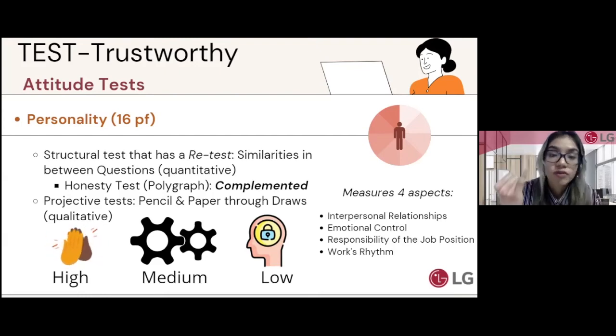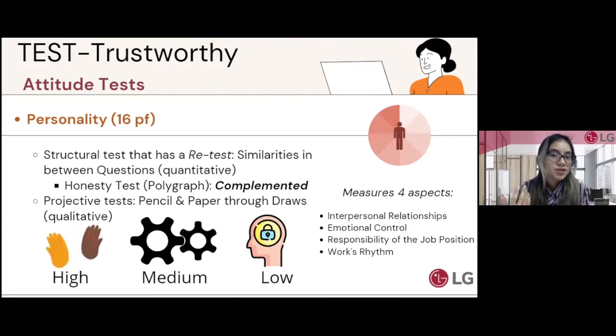The interpersonal relationships that they can develop, the emotional control, as I told you, self-control is a key fundamental part in order to develop our cognitive skills. The responsibility of the job position that is going to be undertaken in the future. And finally, the work rhythm of the person, how he or she is going to perform at the end, or their preferences in the working environment.